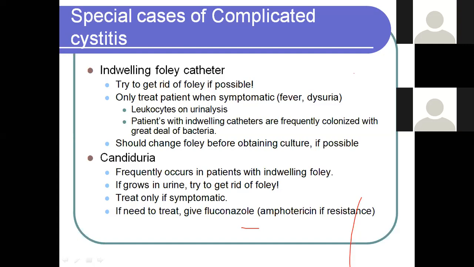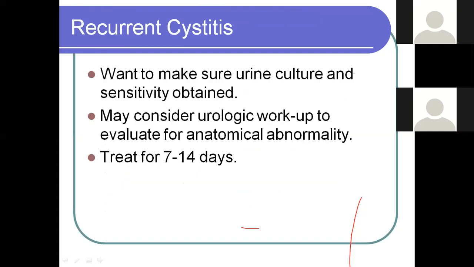Then candiduria frequently occurs in patients with indwelling Foley catheters. If Candida grows in urine, try to get rid of the Foley catheter. And we treat them only if it's symptomatic. If we need to treat, we give fluconazole, which is an antifungal medication, for about 2 to 3 weeks. Then recurrent cystitis.